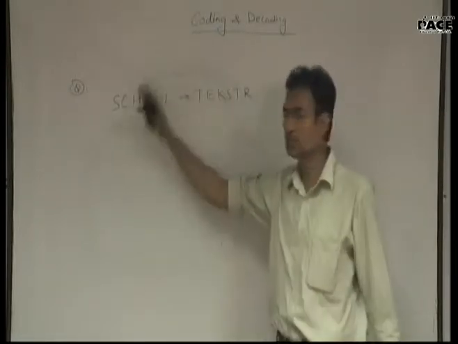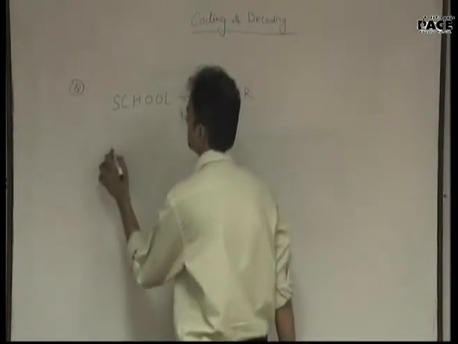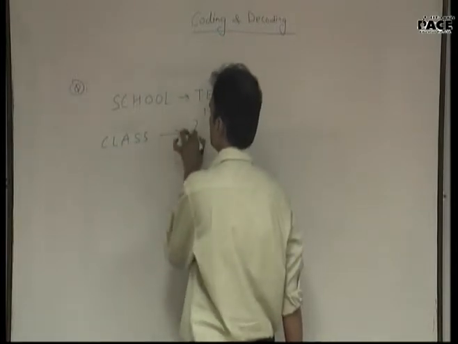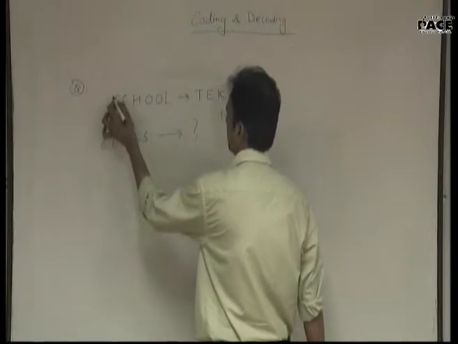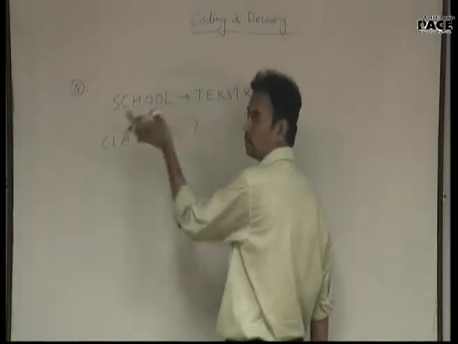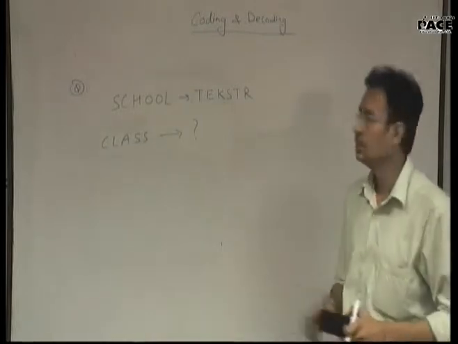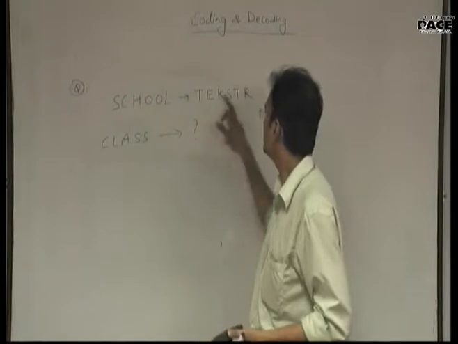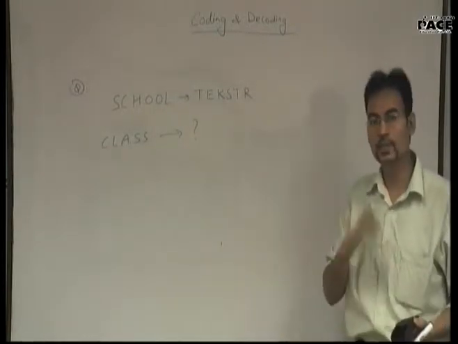In a certain code language, school is written as EKSTR. How would you code class? Here you find that it is S and T plus 1, C and E plus 2, H and K plus 3, O and S plus 4, O and T plus 5, and similarly L and R is plus 6. So plus 1 to plus 6.